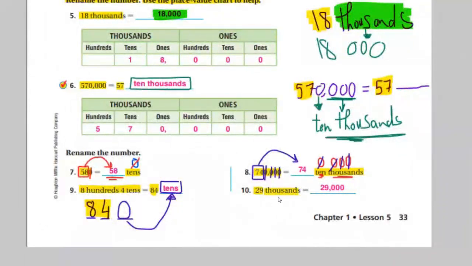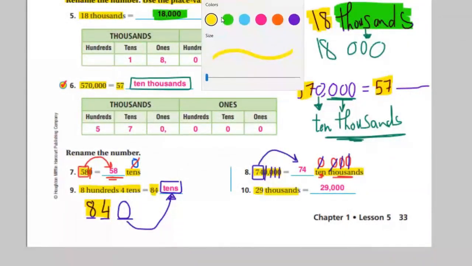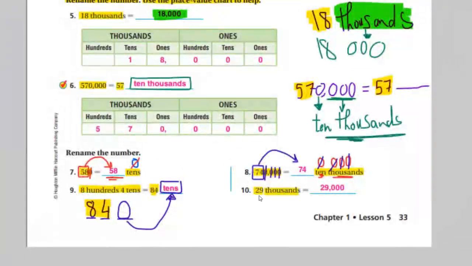Okay, the next one, we have here 29,000. If you see thousands, you're going to put 3 zeros. So put here 29 as the same, and replace 1,000 with 3 zeros, like that. So our answer is 29,000. It's very easy, guys.